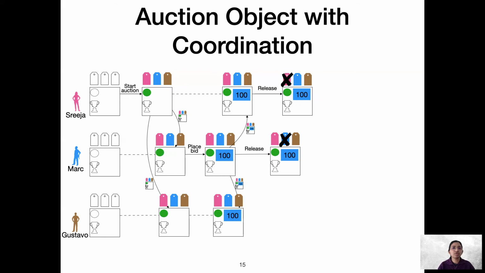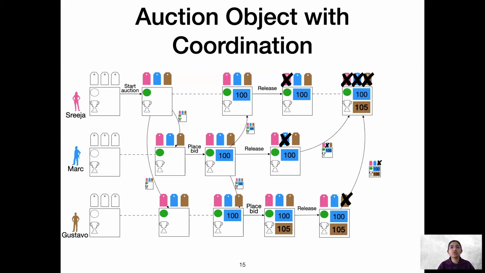When Srija wants to close the auction, she requests the wait mode of the lock. This request triggers the release of the async mode lock from all the replicas. When Srija receives the released locks from Mark and Gustavo, the state also contains all their bids. So now, aware of all the bids, Srija can safely close the auction, declaring Gustavo as the winner, since his bid has the highest amount.